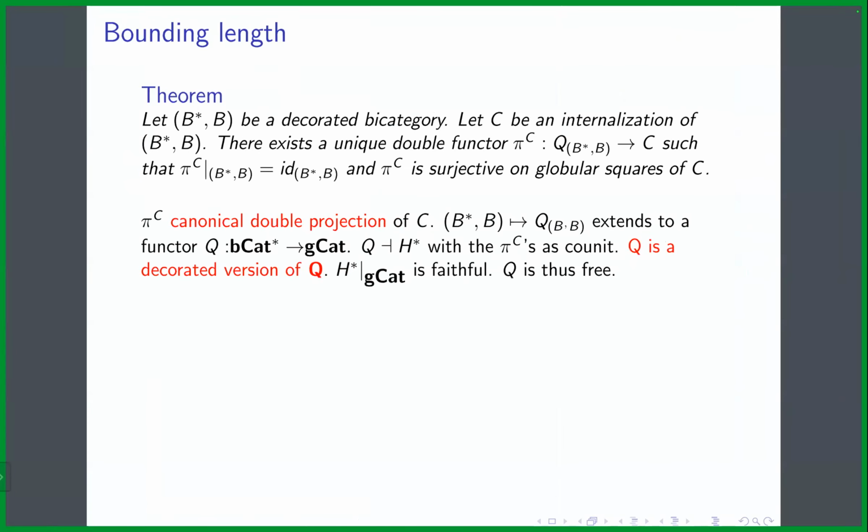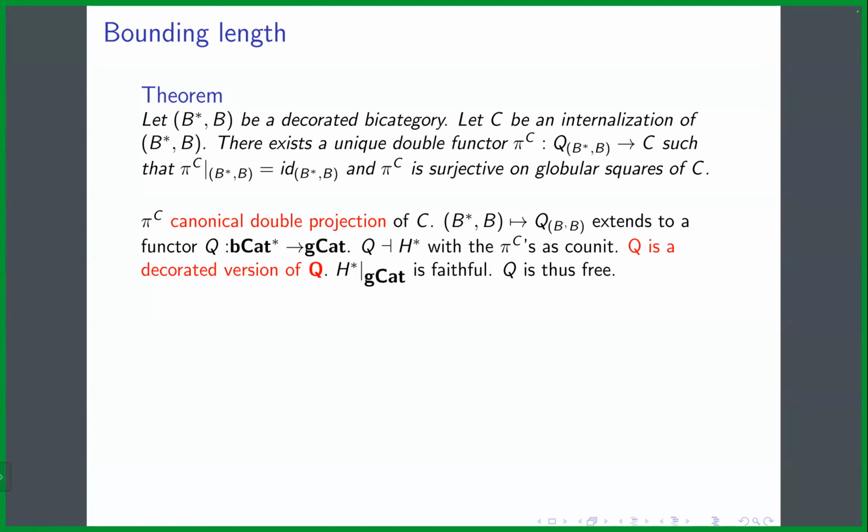We call this π_C the canonical double projection of C. So observe that the function associating to every decorated bicategory (B*, B) its free globularly generated double category Q(B*, B) extends to a functor Q from the category of decorated bicategories, BCat*, to the category of globularly generated double categories, GCat.